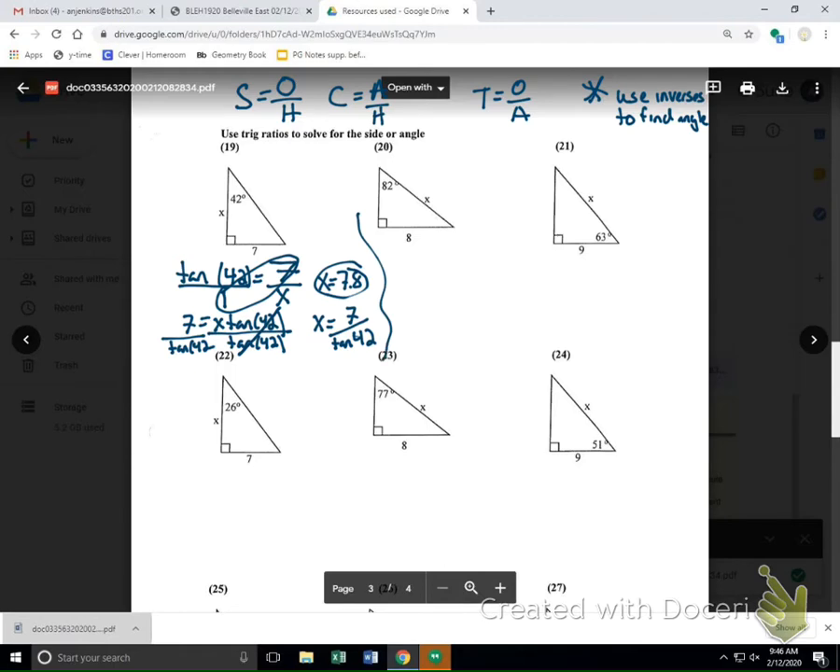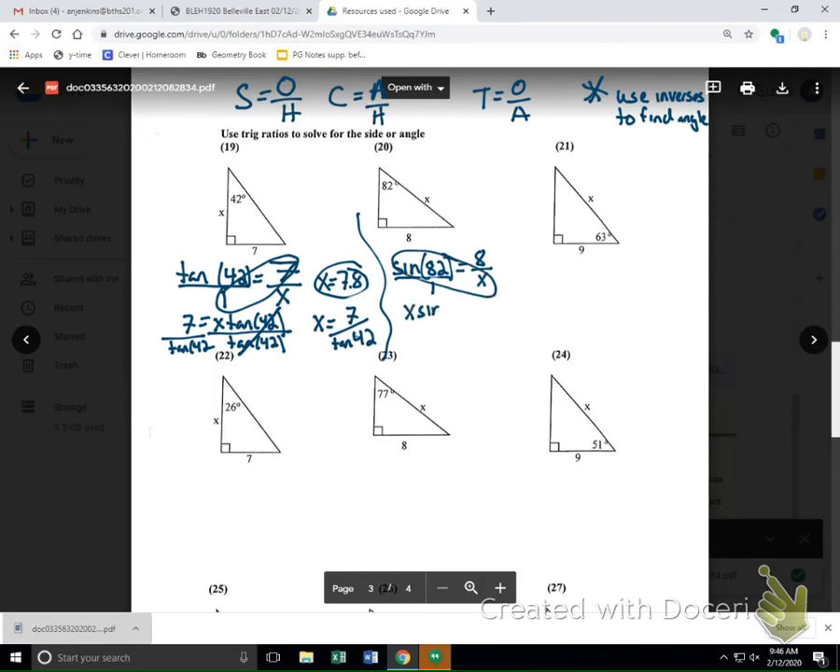Our next one up, we're given an angle again. That angle's 82. What side lengths do we have in reference to 82? Opposite and hypotenuse. Which trig function's opposite and hypotenuse? Yep, so sine of 82 equals opposite 8 over hypotenuse x. We're going to put sine over 1 again so we can cross multiply.